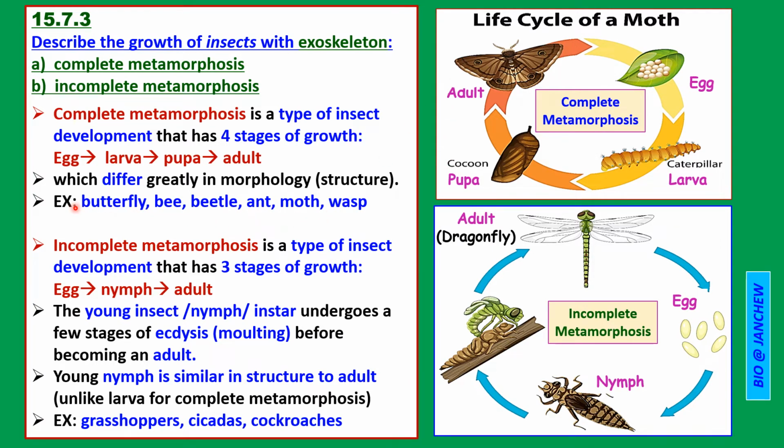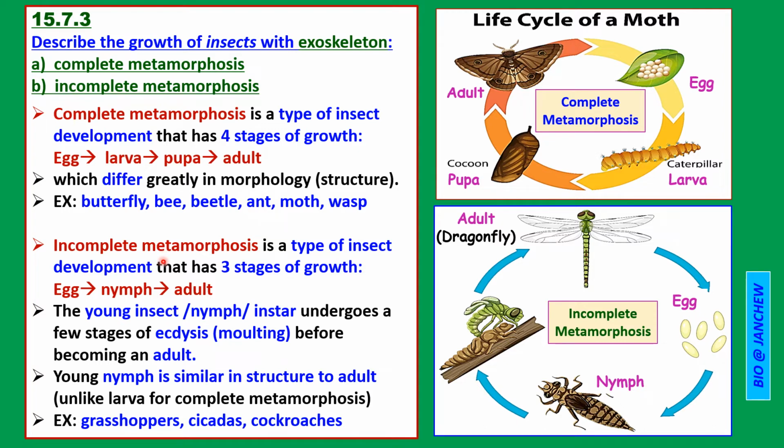Examples of insects that carry out complete metamorphosis are the butterfly, bee, beetle. So these three insects start with the letter B. Think of the bees. And then ants, moth, and wasps. So BAM. All these we must know as examples of insects that carry out complete metamorphosis.